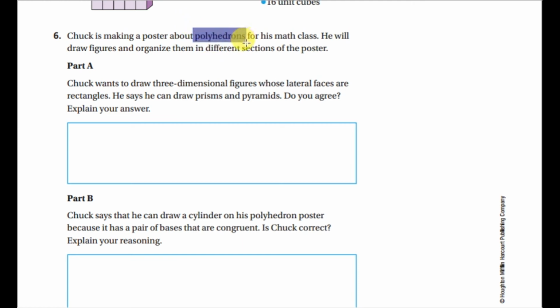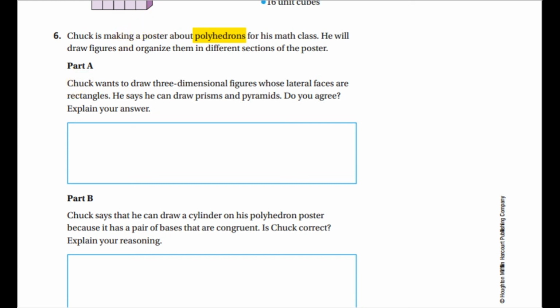Okay, so first, what is the polyhedron? We said polyhedron is a three-dimensional shape that consists of polygons, right? Not any curved shapes. Okay, so if you can see any curved shape, so it's not a polyhedron. Okay, it's a solid shape but not a polyhedron. So polyhedron divided into prisms and pyramids. So if I have to draw three-dimensional figure whose lateral faces are rectangles, so all its faces are rectangles. Is this a pyramid?